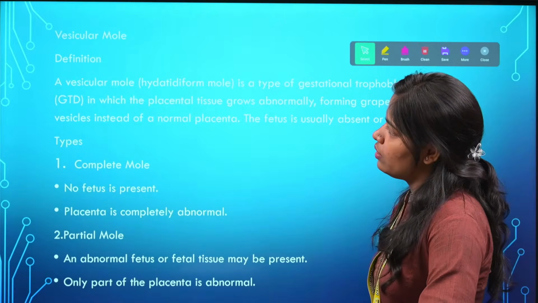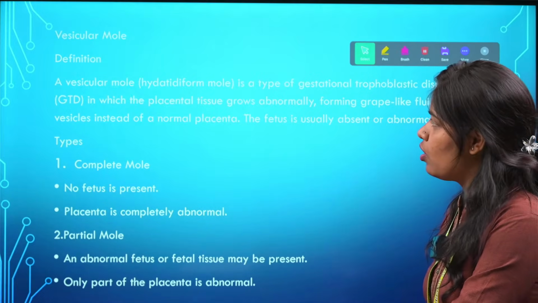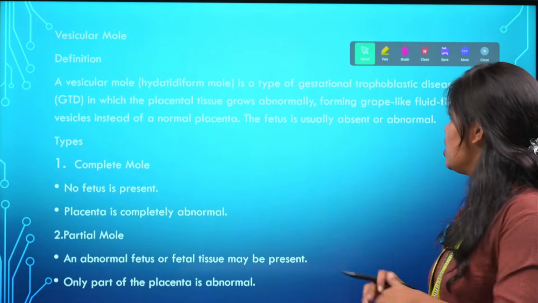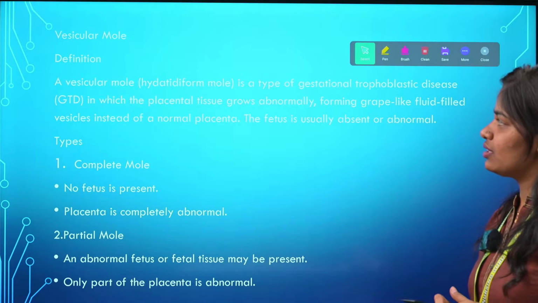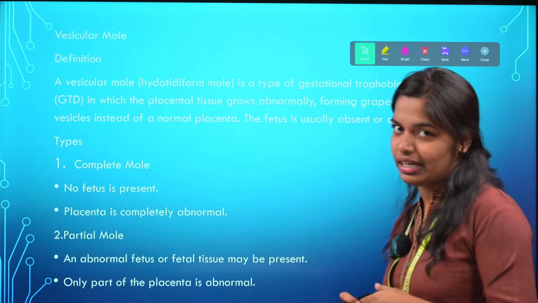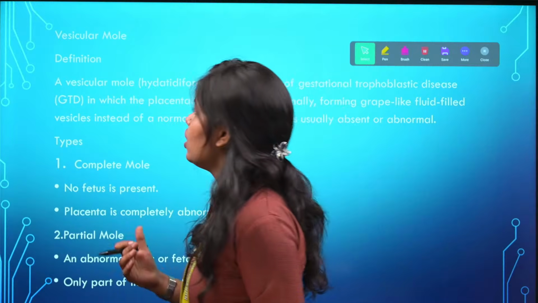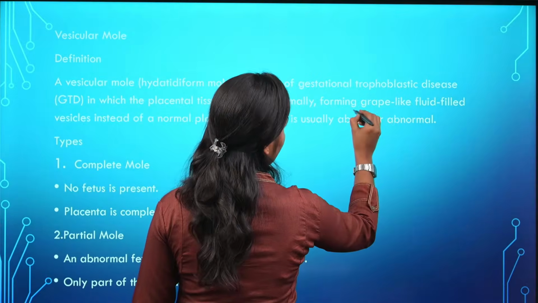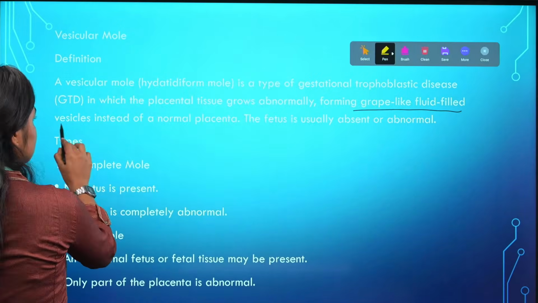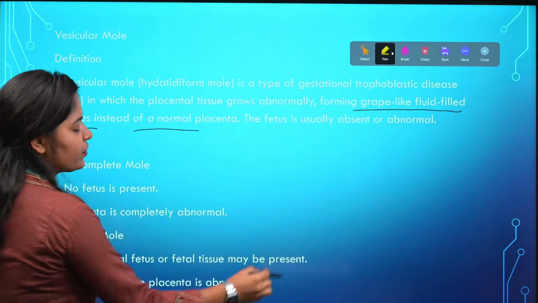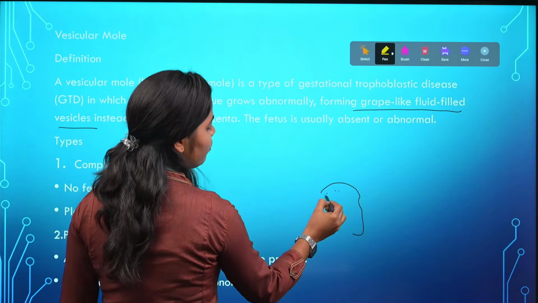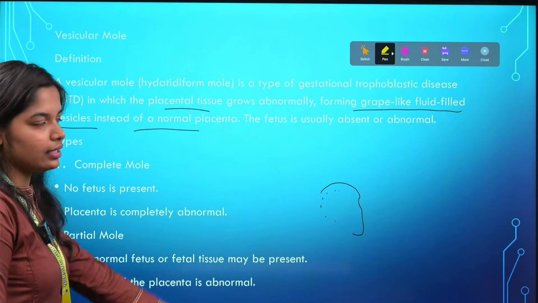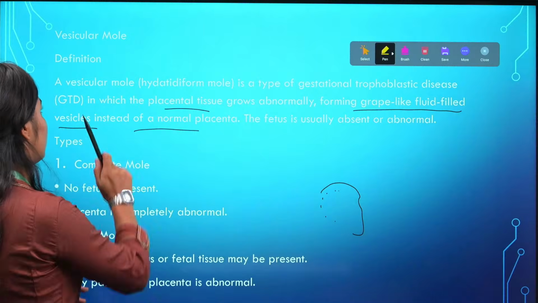Next, vesicular mole. Vesicular mole, or hydatidiform mole, is a type of gestational trophoblastic disease in which the placental tissue grows abnormally, forming grape-like, fluid-filled vesicles inside the normal placenta. Inside the normal placenta, there is abnormal formation of tissue, filled with fluid and grape-like structures. We call it vesicular mole.